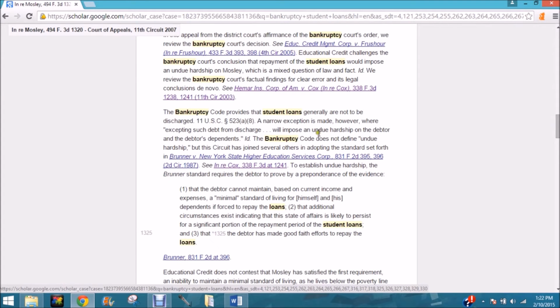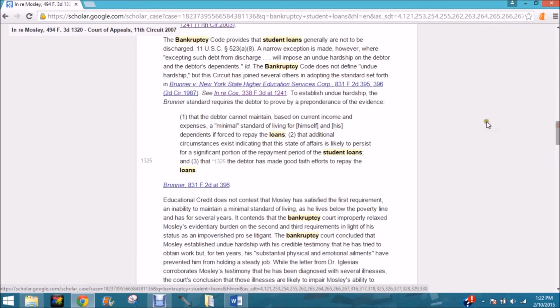We're probably going to say, and you can see here, that this circuit has joined others applying Brunner. Okay. And so they're going to apply this test. 1, minimal standard of living. 2, additional circumstances suggesting it's going to continue that way for a long time, a significant portion of the repayment period. And 3, good faith efforts to repay. Okay, so those are the tests that Mosley's going to have to show.